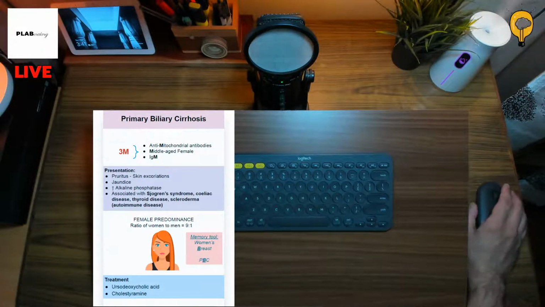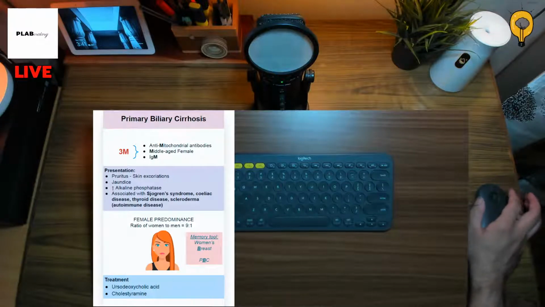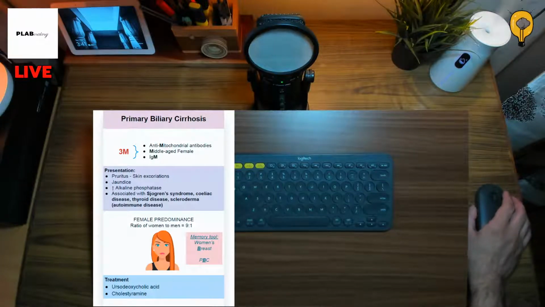Presentation would be pruritus, that is skin excoriation, jaundice, sleepiness, fatigue, pruritus, itching, jaundice, which is a late sign, obstructive jaundice. Alkaline phosphatase would be raised, anti-mitochondrial antibodies would be found. Alkaline phosphatase is raised and it is associated with other autoimmune conditions such as thyroid disease, celiac disease, Sjogren's syndrome, scleroderma, etc.